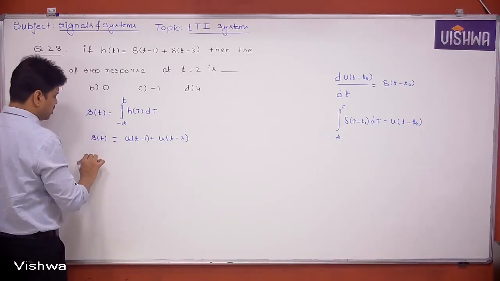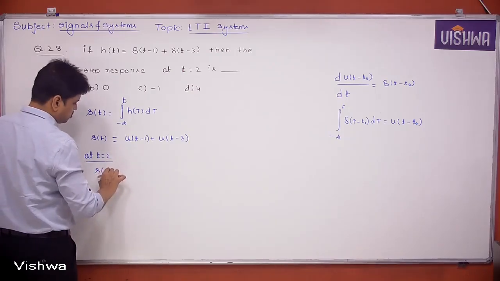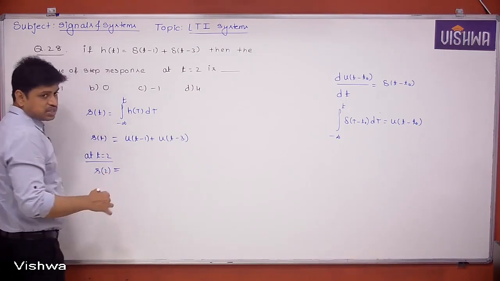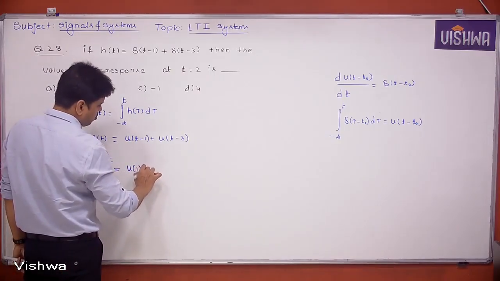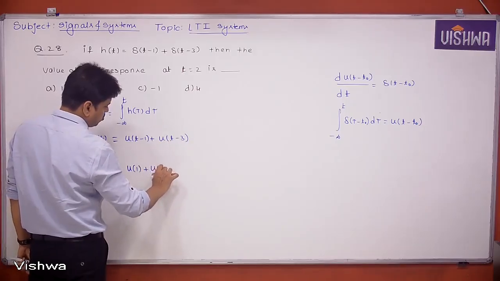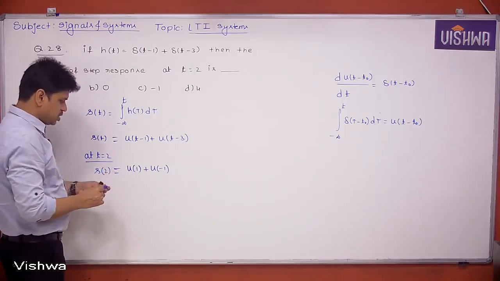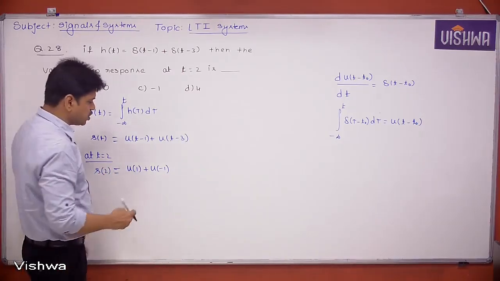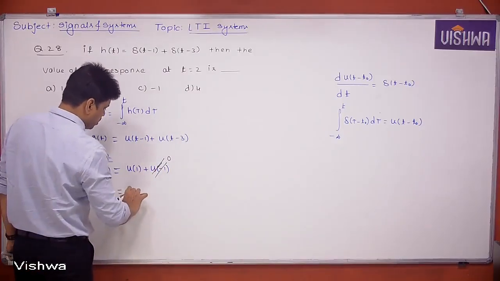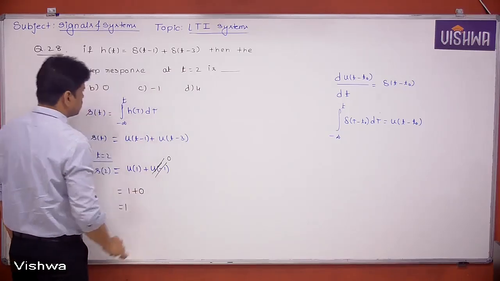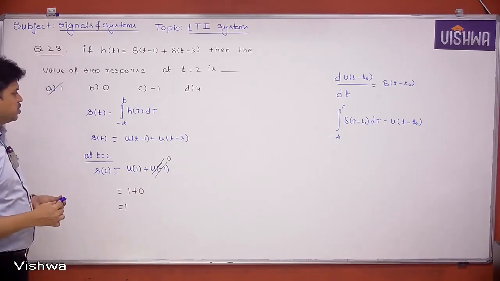They want to find out at t is equal to 2. So s of 2 is equal to, if t is replaced with 2, u of 2 minus 1, which is u of 1, plus u of 2 minus 3, which is u of minus 1. I know these values. U of 1 is equal to 1. U of minus 1 is equal to 0. So finally this is 1 plus 0, that is 1. Option A is correct. Okay, take it.